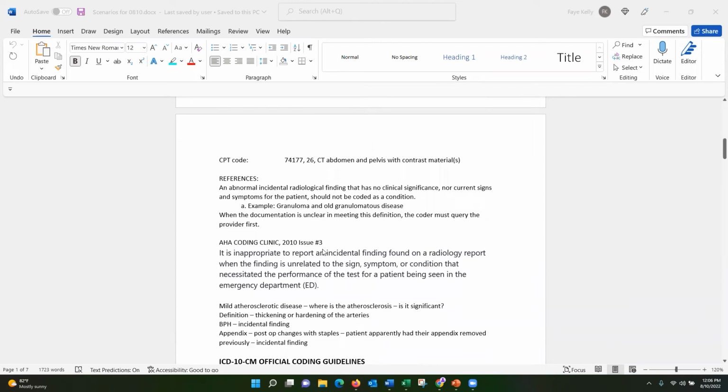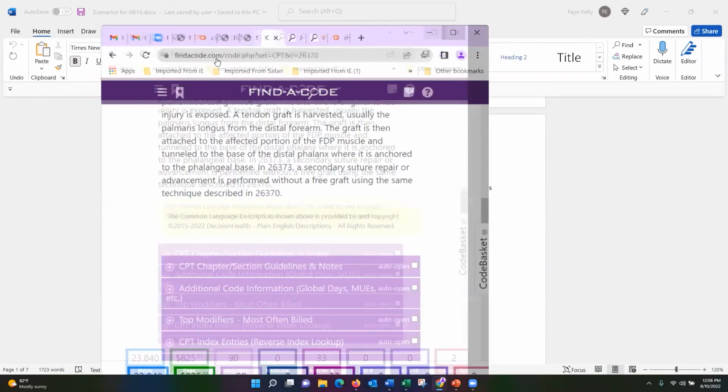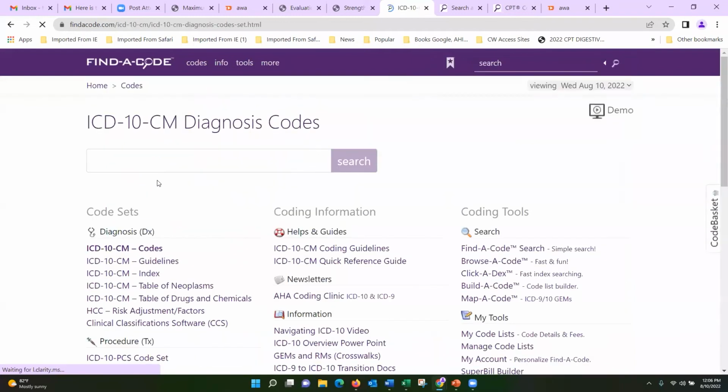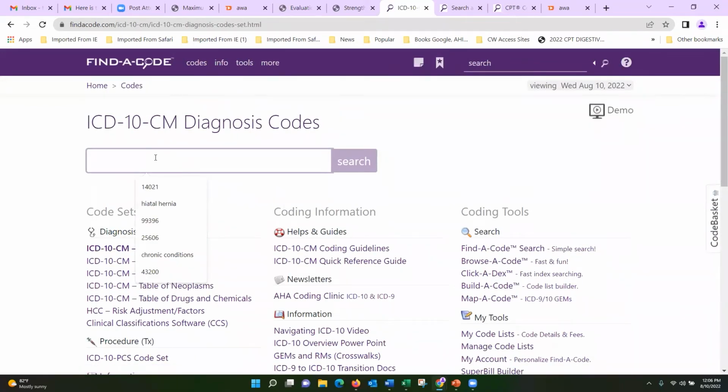Now I want to look at incidental findings here. And I used our official coding guidelines and I used Coding Clinic, which you do have access to. And just as a reminder, when you come across any, let me pull up an example because I want to make sure everyone remembers to do this. Coding Clinic is for ICD-10-CM coding only. It's not going to discuss CPT.